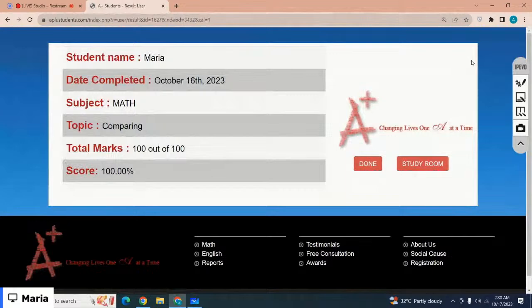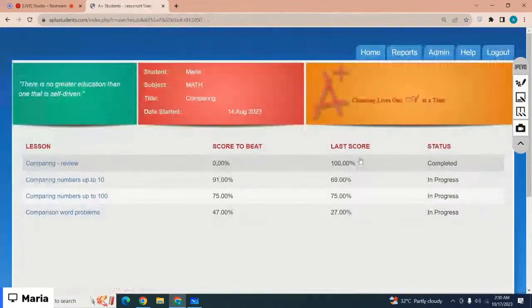Okay, we are done with the lesson. Let's start with the next lesson from the chapter comparing. The next lesson is comparing numbers up to 10. So we are done with comparing dots. We're going to now see how we compare two numbers, right?